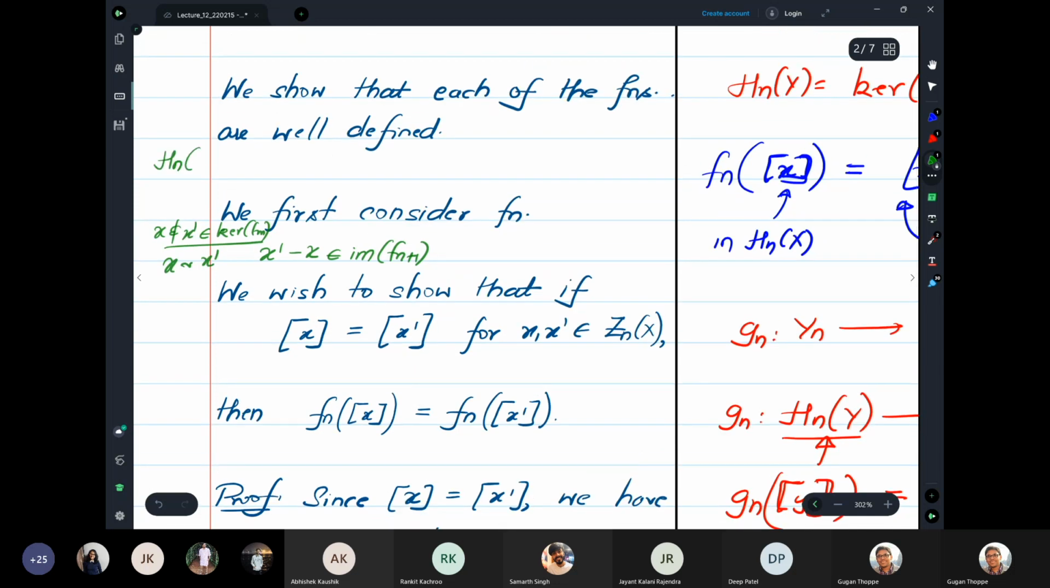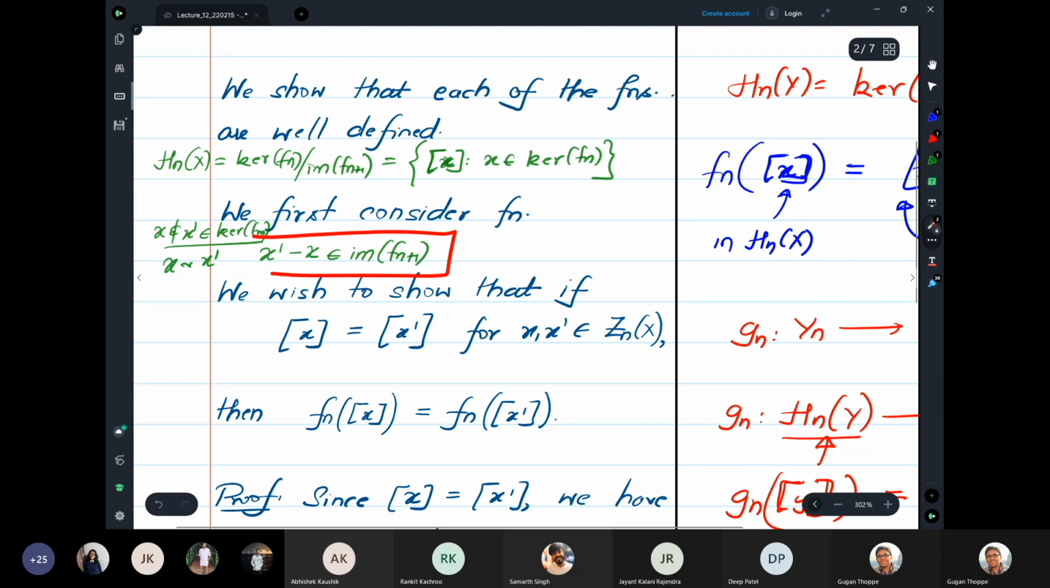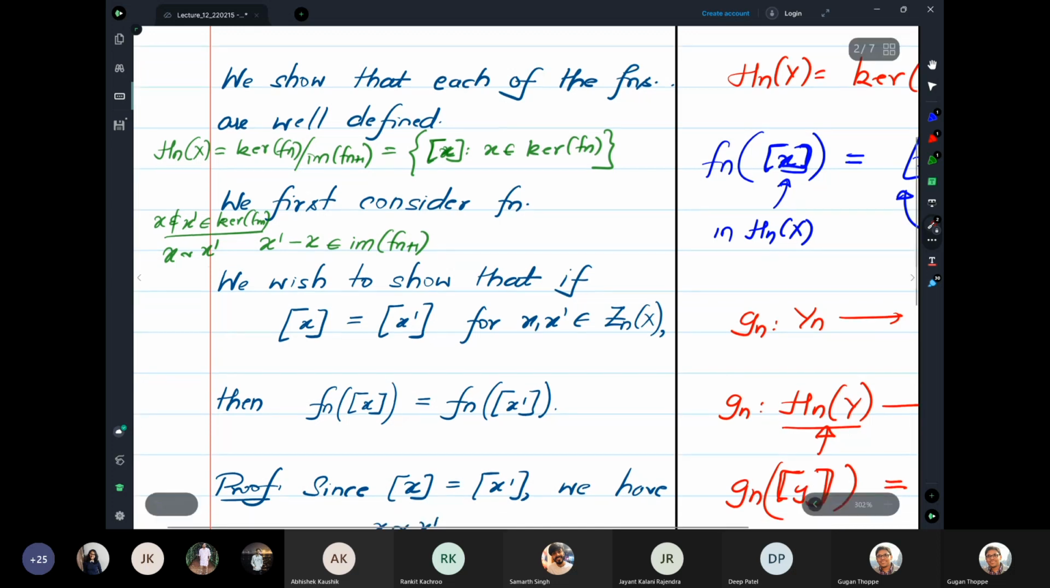Because recall what is hn of x. This is kernel of fn, quotient with image of fn plus 1. So this means all equivalence classes of x such that x lies in kernel of fn. Indeed the elements of this vector space are equivalence classes. Now what we are saying is that if two equivalence classes are the same, in the sense of this condition over here, then if you apply fn, the output that you would obtain will be one and the same. So this is what is stated over here.